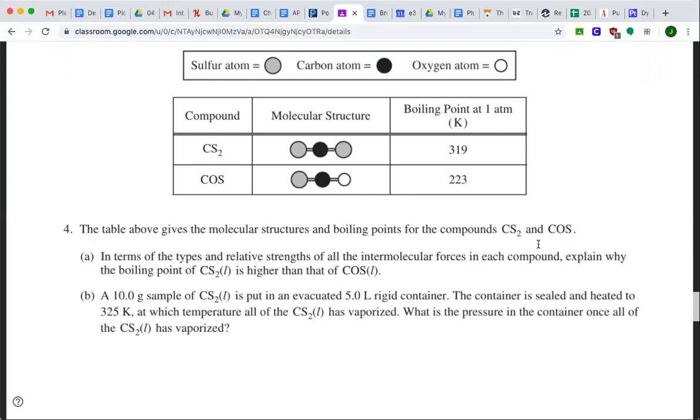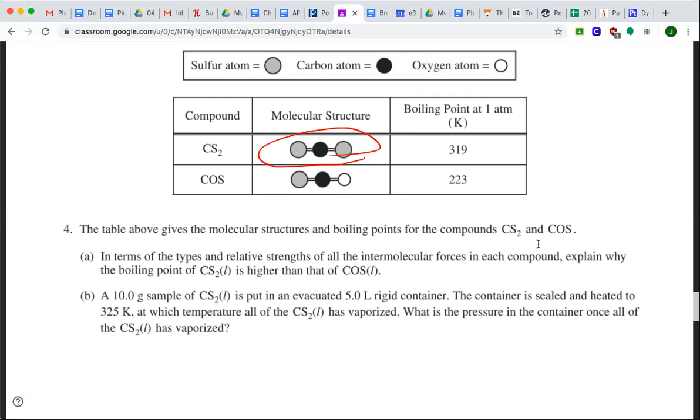Here's the scoop. Neither of these is going to be a polar compound, because you've got the carbon in the middle and two things that are more electronegative pulling electrons in opposite directions. Because of that, there's really no net molecular dipole in either molecule. But these sulfur atoms are larger than the oxygen atom, which is a smaller atom, and therefore the sulfur atoms are more highly polarizable.